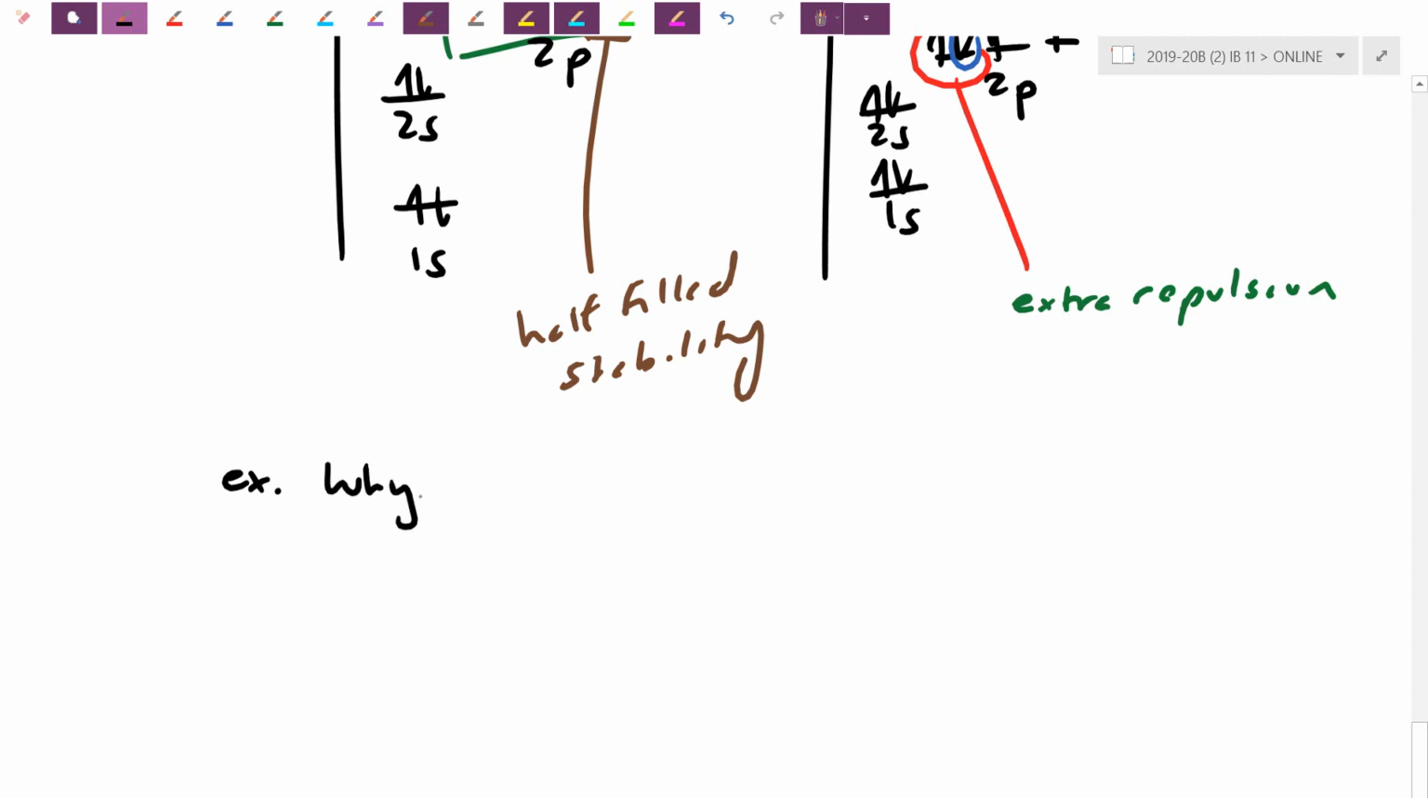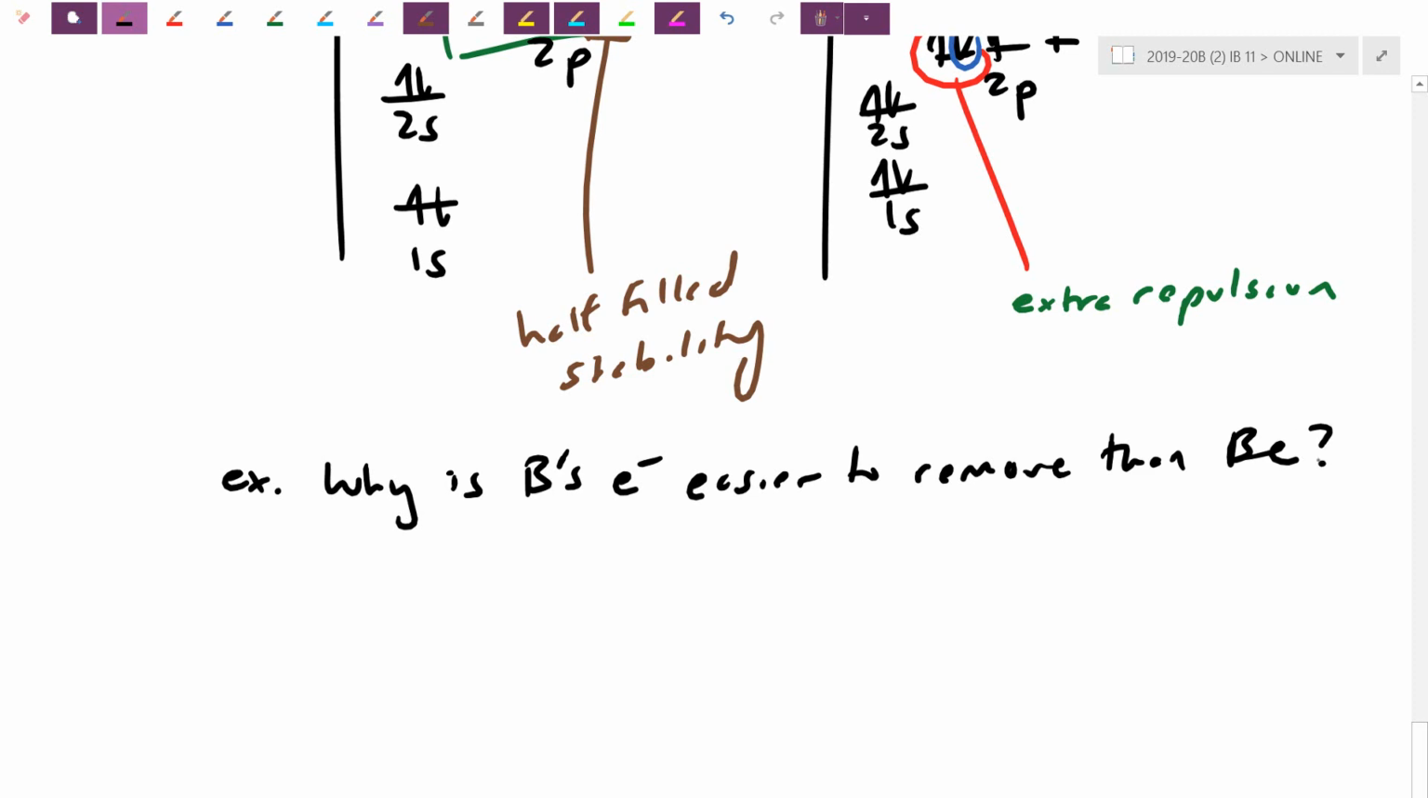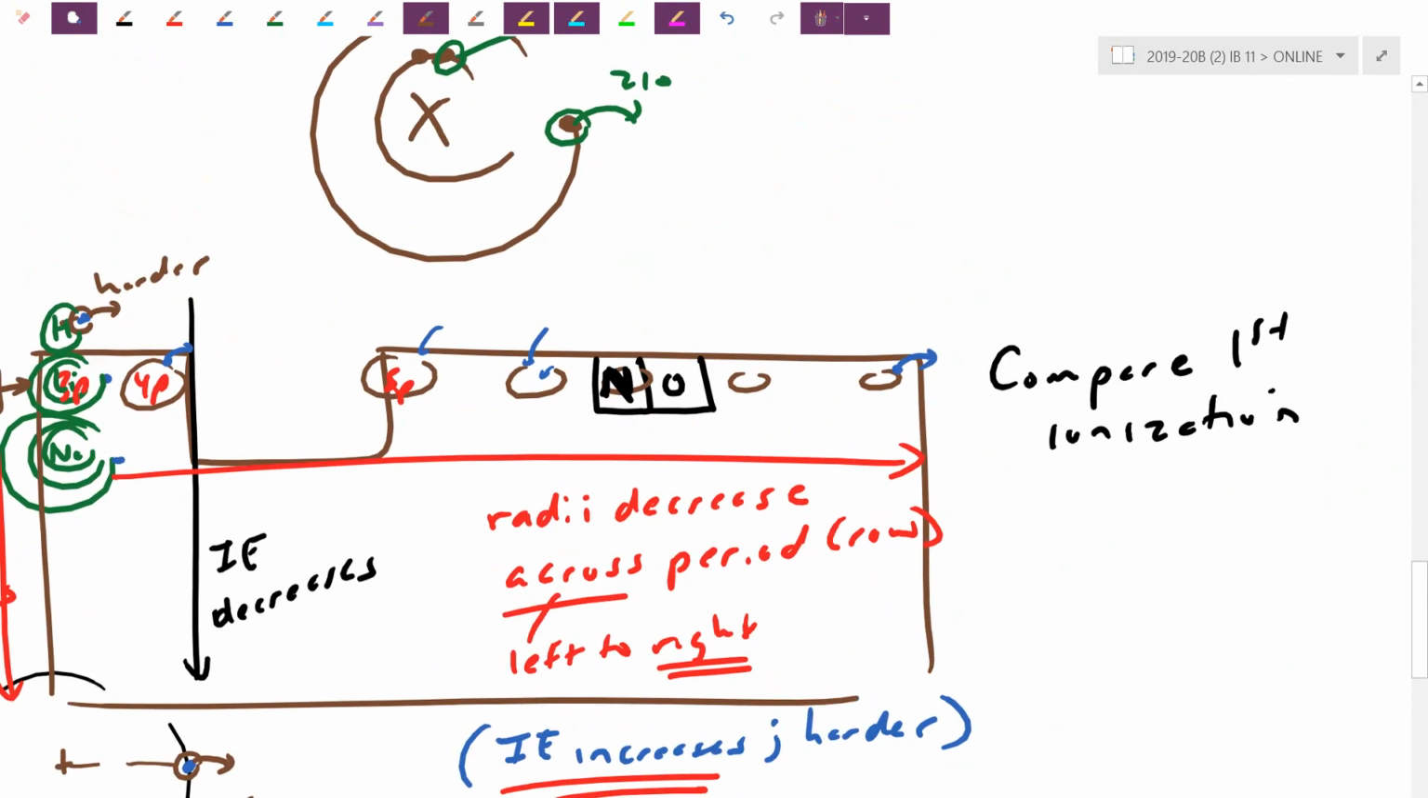Let's figure out why boron's electron is easier to remove than beryllium's. So these are the two exceptions they want you to know from this chapter. The same exception applies to elements that are right underneath it, because that would also be a p3, that would also be a p4. In this case, if we compare boron and beryllium, boron is sitting right here versus beryllium is sitting right here. It would also apply to, I believe, aluminum and magnesium.